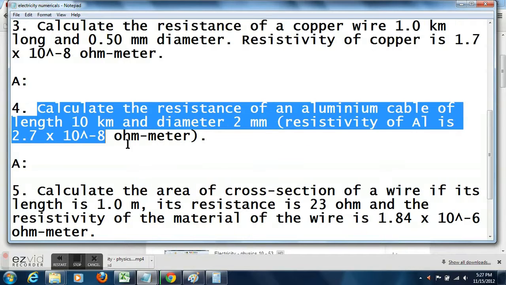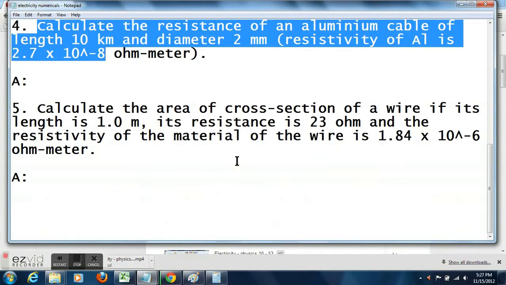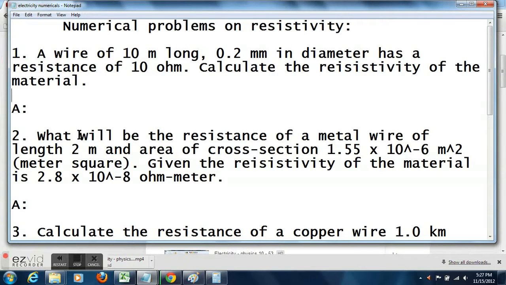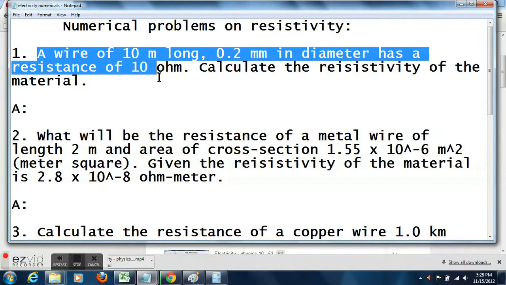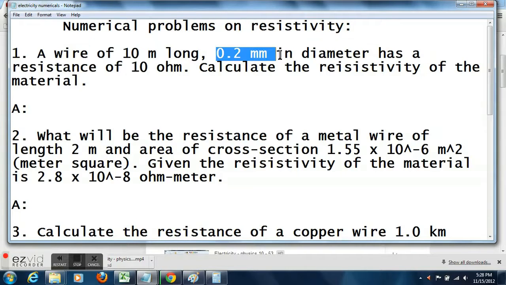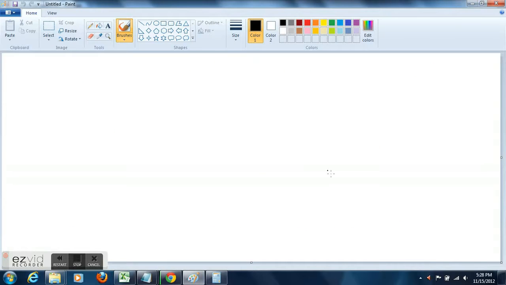Starting from next tutorial, I'll be discussing the solutions and you can compare your results with mine when I will discuss the solutions. So let me first show you how to solve the first problem, which is a wire of 10 meter long, 0.2 millimeter in diameter, has a resistance of 10 ohm. Calculate the resistivity of the material.